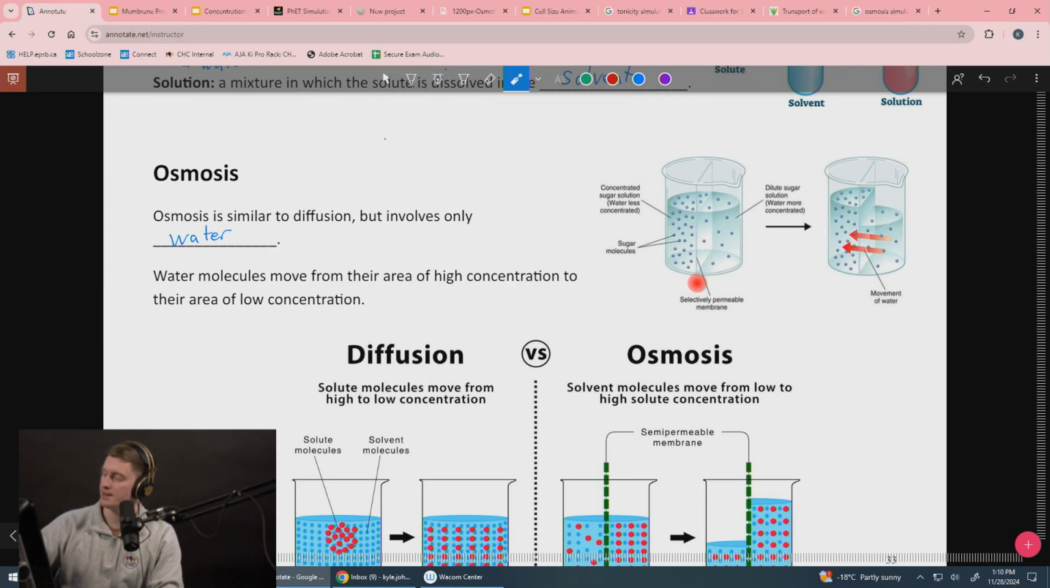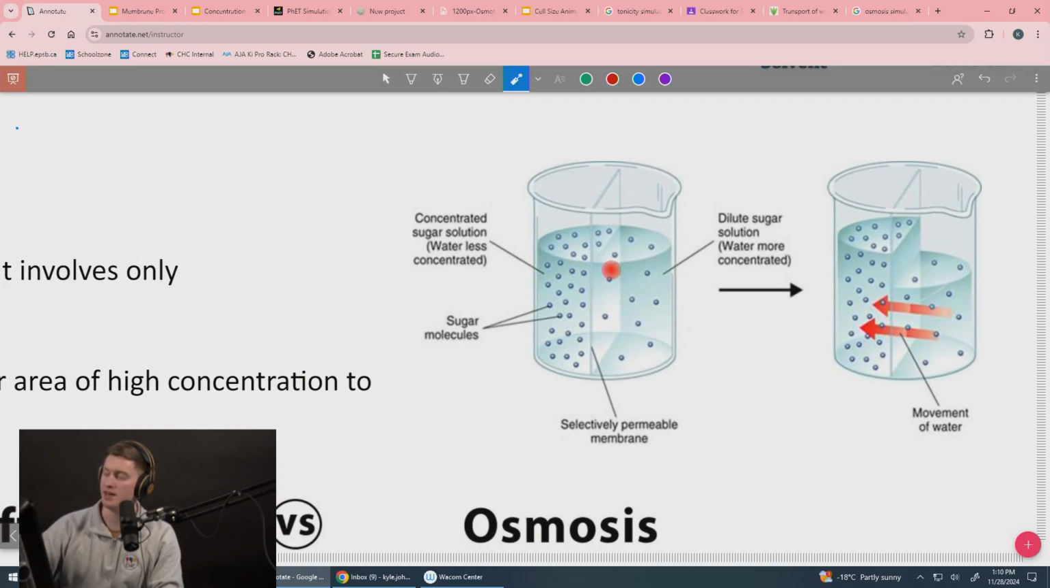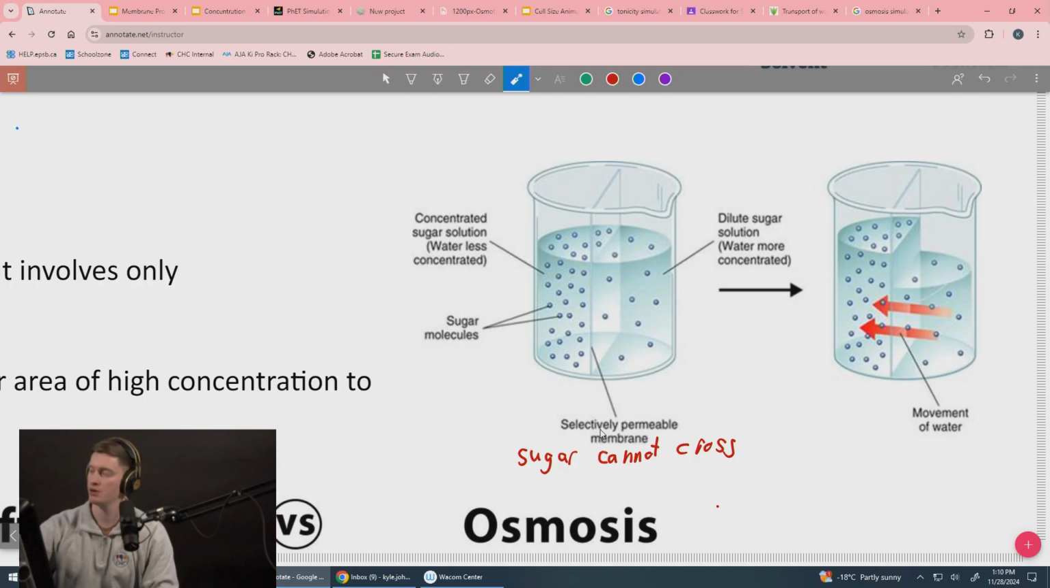Take a look at this beaker here. This beaker here has a selectively permeable membrane. It does not allow the sugar molecules to cross. Sugar cannot cross the membrane. Instead, water will cross the membrane. Sugar cannot cross, water can.